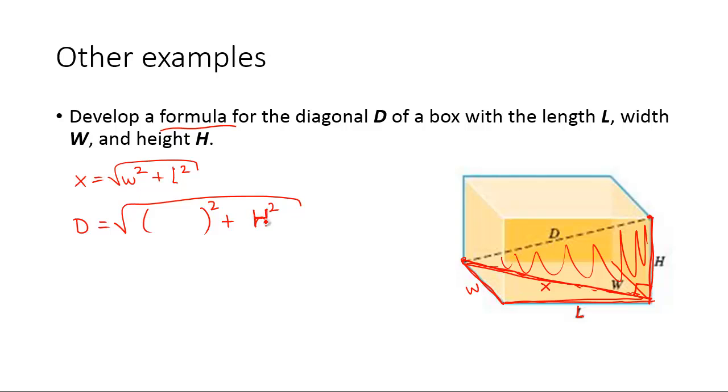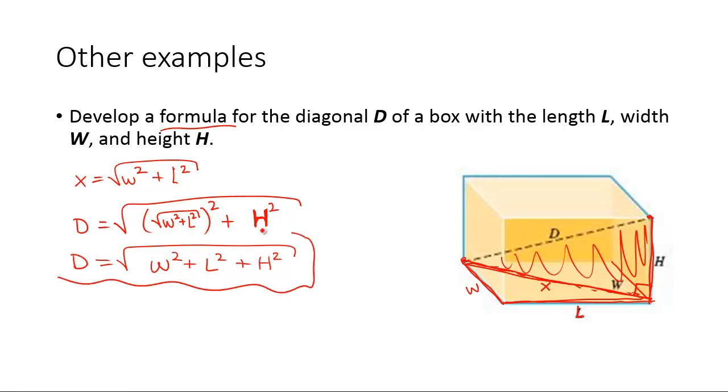That's an h. So you'd have the square of the square root of w squared plus l squared. But this square of this square root will make it cancel, so you'll actually have w squared plus l squared plus h squared, all under a square root. And now we have a new formula to use if we want to find the diagonal across a rectangular box.